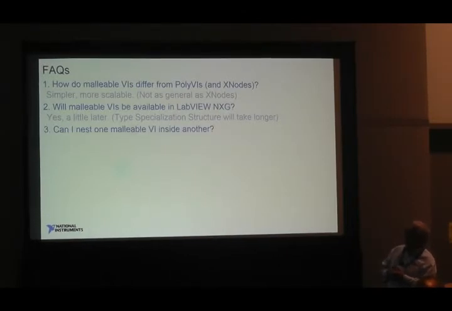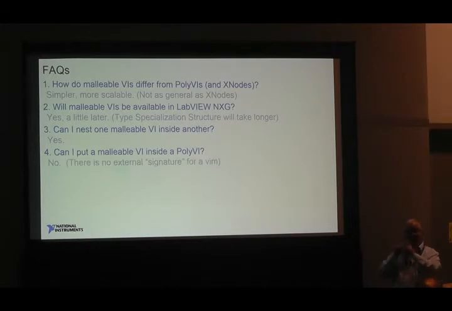Can I nest one malleable VI inside another? Yes. That one's easy. Can I put a malleable VI inside a poly VI? No. And you can't do this because we don't have a way to put a fixed type signature on top of it because it uses duck typing.